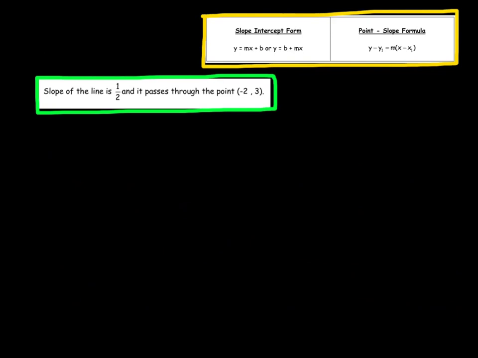Okay, let's try one more like this, and then we'll move on to a little bit more challenging. So again, in this one, the slope of the line is 1/2, and it passes through the point -2, 3. So really the goal is to get it into this equation, and I'm going to use the point-slope formula to get there. In this formula, I want 3 numbers. I have to find my m, my x1, and my y1. So the slope of the line is 1/2. That means that the m is 1/2.